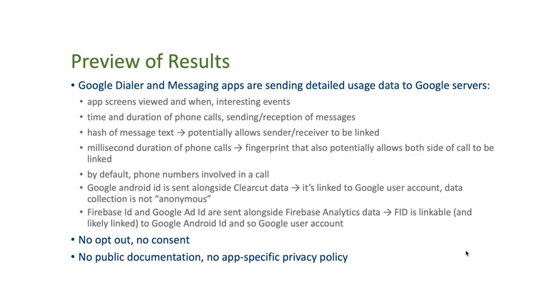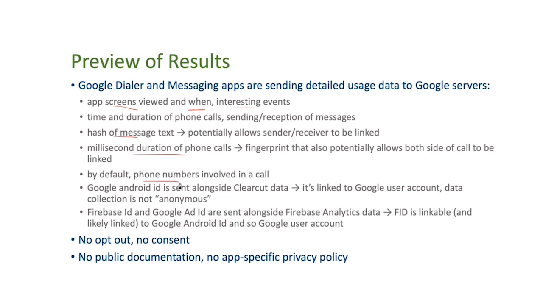A quick preview of the results is that both of these apps are sending detailed usage data to Google servers. What do I mean by usage data? The screens viewed and when, so time histories of app usage, when interesting events happen and what those events are, time and duration of phone calls, when messages are sent and received, and hashes of the message text, which potentially allows the sender and receiver in a conversation to be linked. The duration of phone calls plus a timestamp can again potentially be used to fingerprint phone calls and allow both ends of a connection to be linked.